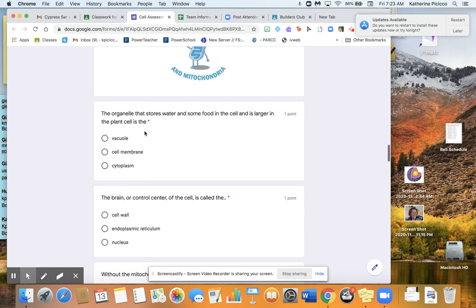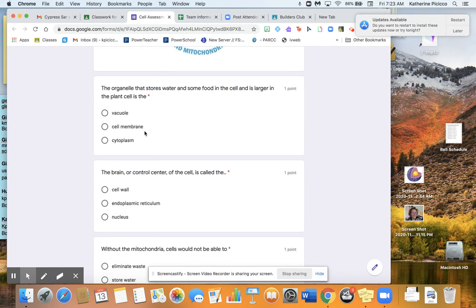Okay, next question. The organelle that stores water and some food and waste in the cell and is much larger in the plant. So this is an organelle that's larger in the plant. Is it vacuole, cell membrane, or cytoplasm?